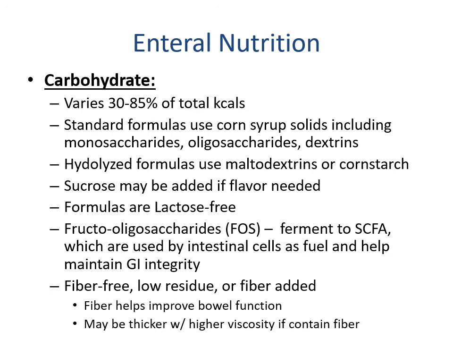The second macronutrient to consider is carbohydrates. Now again, depending on the patient's medical condition, these formulas can vary greatly, which is anywhere from 30 to 85% of their total calories. Now, a standard formula is going to use corn syrup solids, monosaccharides, oligosaccharides, and dextrins. You may have hydrolyzed formulas, which are going to be broken down using maltodextrins or cornstarch. And if the formula is intended to also be used as an oral supplement, there may be some sucrose.